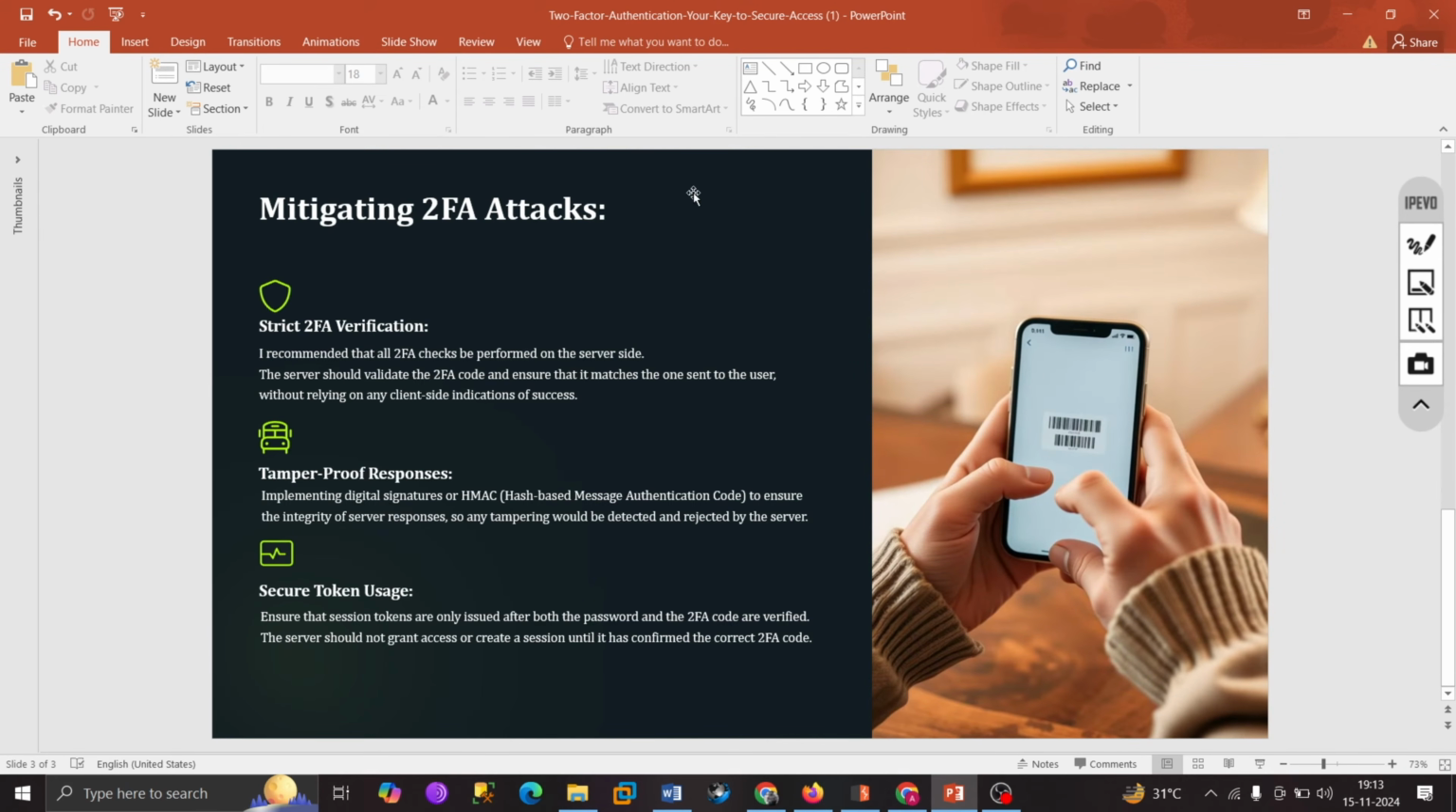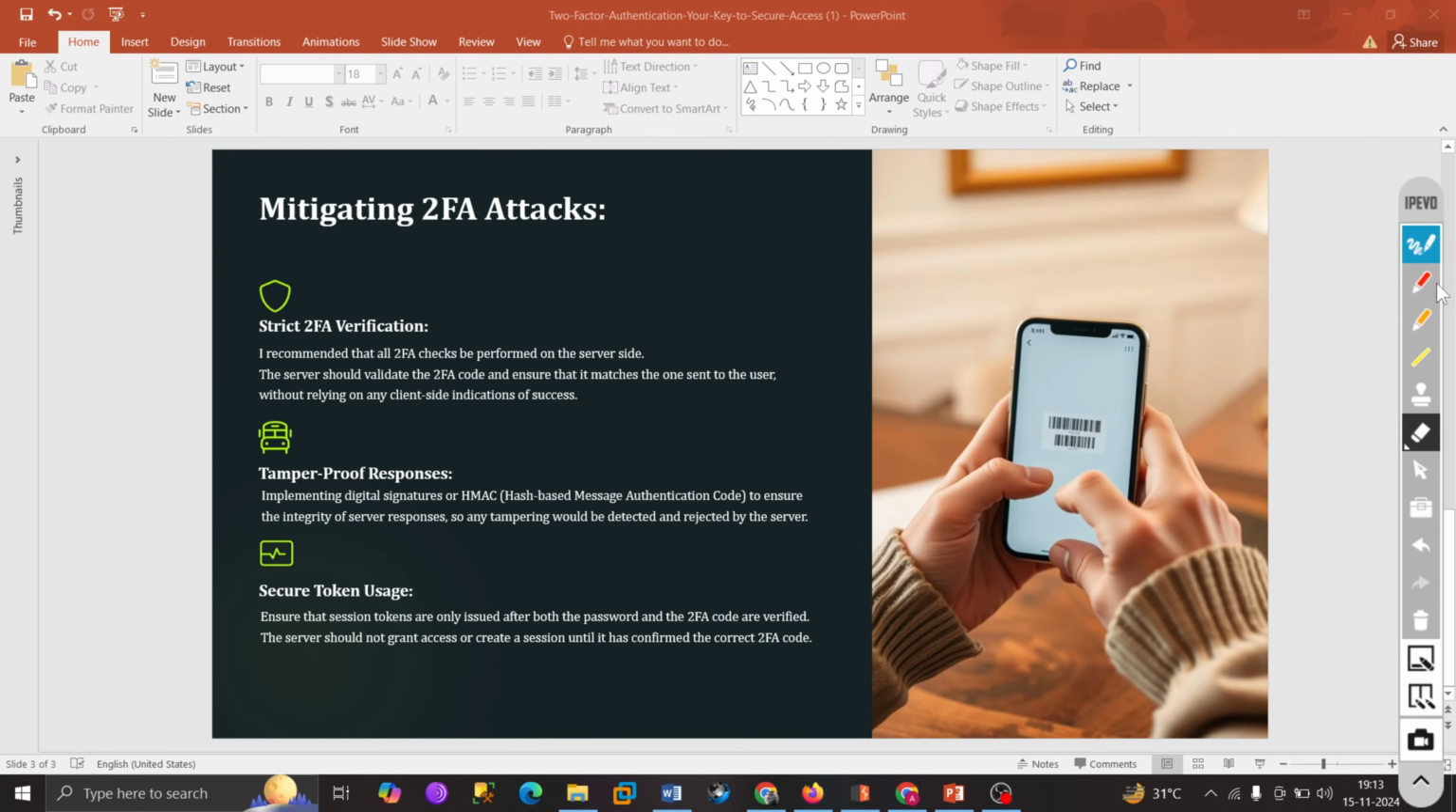Moreover, when we talk about how to mitigate it, it is really important to know about it. When we talk about strict 2FA verification, what exactly does it mean? If you ask me as a security consultant, what I would recommend is that all 2FA checks be performed on the server side, not on the client side. The server should validate the 2FA code and ensure that it matches the one sent to the user, without relying on any client-side indication of success. So if the validation is going on server side, you could not bypass the 2FA.